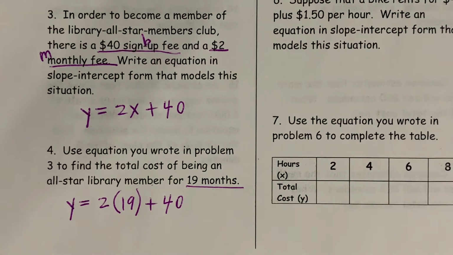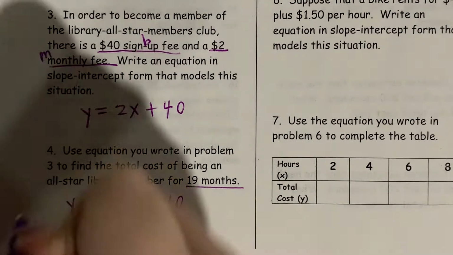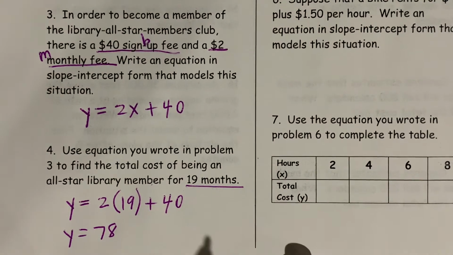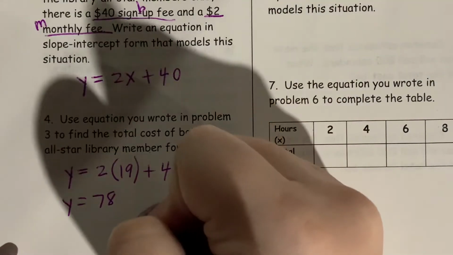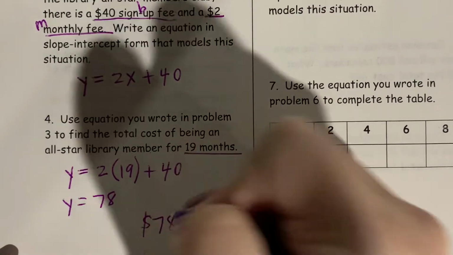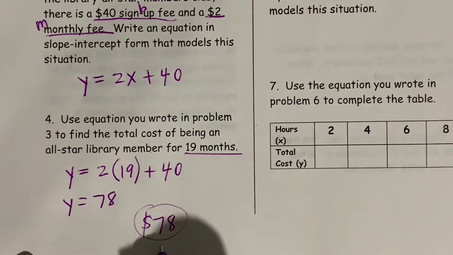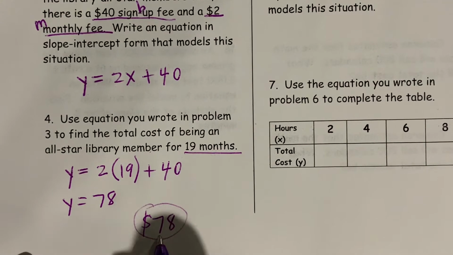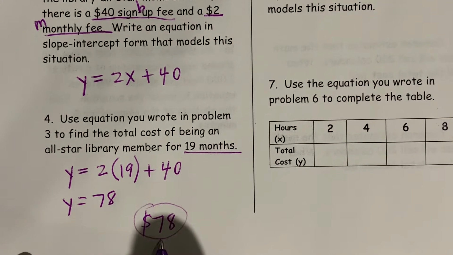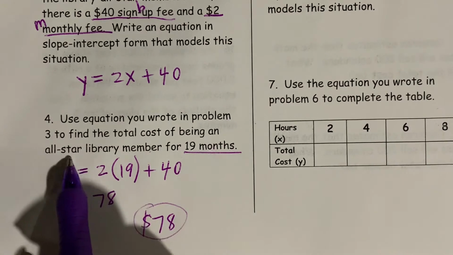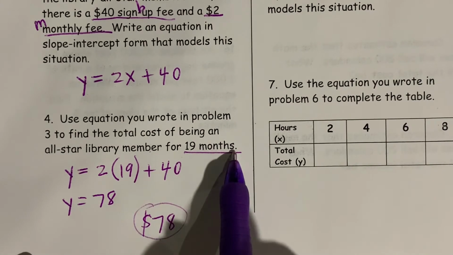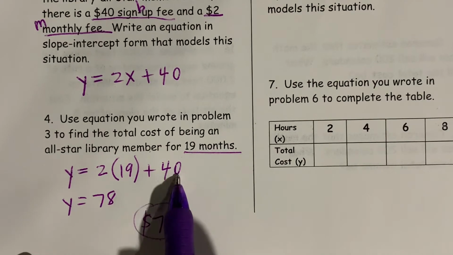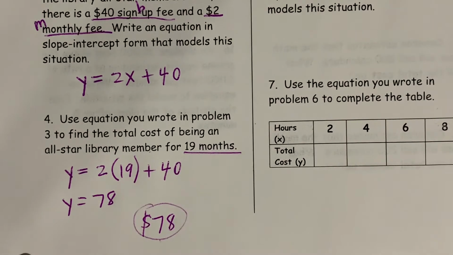Again, I'm trying to solve for y, my total cost. And when I do that, I get y equals 78. Because this is a word problem, we should always look at our answers in context. So I should write $78 because we are looking at total cost here. So it's going to cost me $78 to be an All-Star Library member for 19 months because I'm going to pay $2 times those 19 months plus that $40 initial sign-up fee.